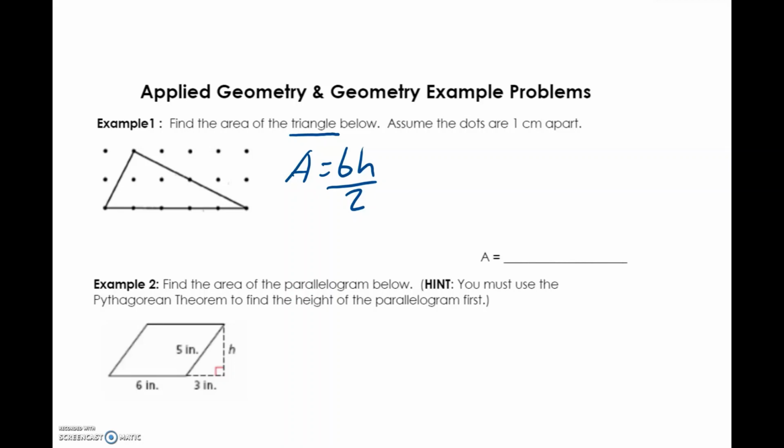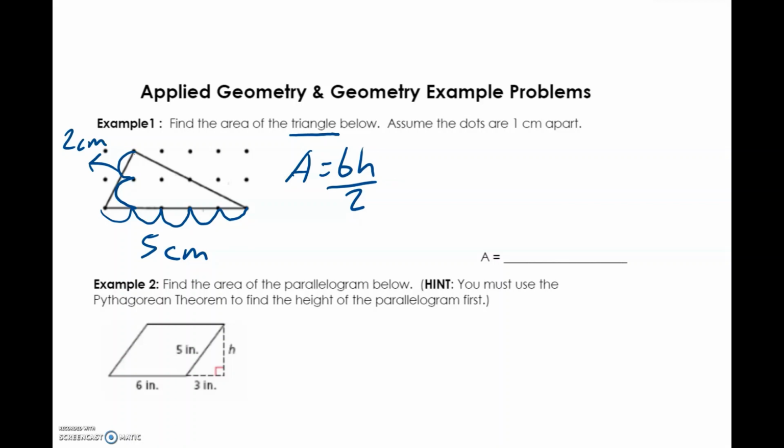So we just need to find the base. We can just count this, and like it says, they're all 1 centimeter apart. So we just count 1, 2, 3, 4, 5. So a base of 5 centimeters. The height we can count as well, just the distance from the top to the bottom. So you have a distance of 1, 2. So I'll write this out to the side, 2 centimeters. And now once we have our equation, once we have our variables, we just need to plug in and simplify.